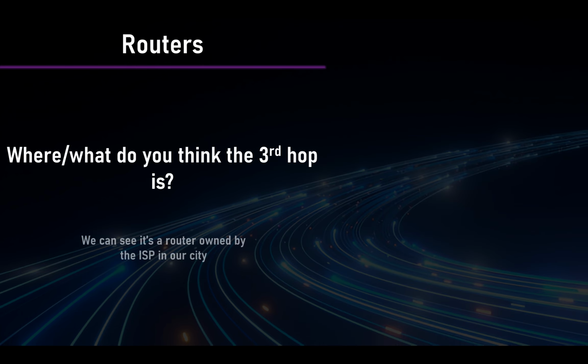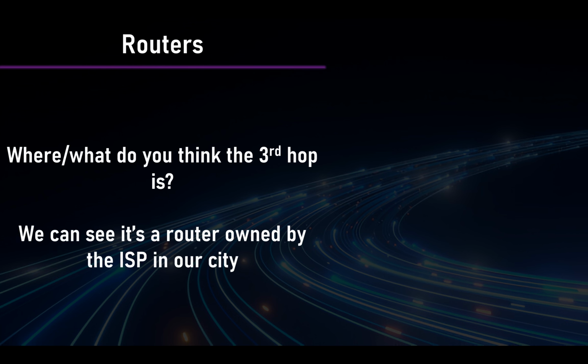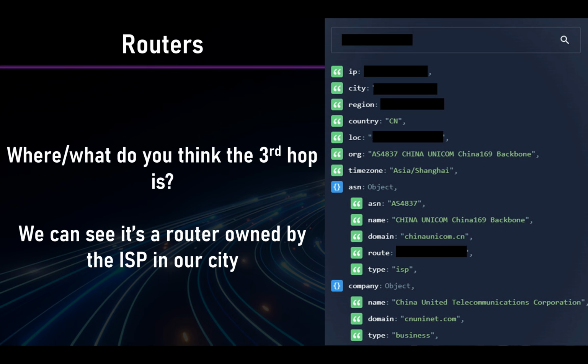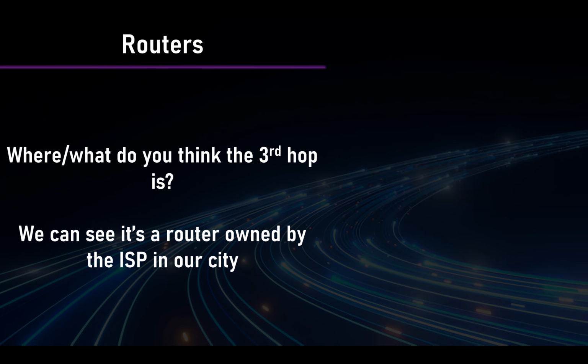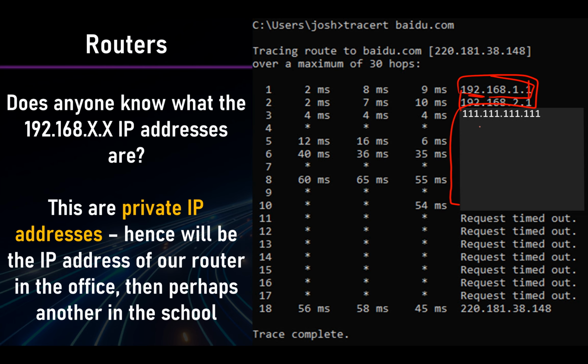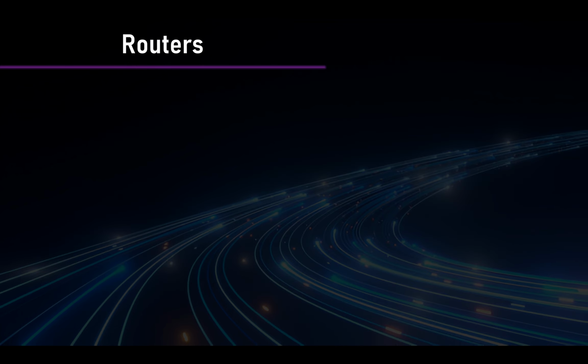Then, if we look at the third hop, here we can see it's a router owned by the ISP in the city that I'm in. I've blurred it out for privacy, but if you want to try this yourself, just call traceroute and look at some of the IPs. Here, 111 is just fake, I've just done that. But what you can then do is use a website, as mentioned, IP info, ipinfo.io.